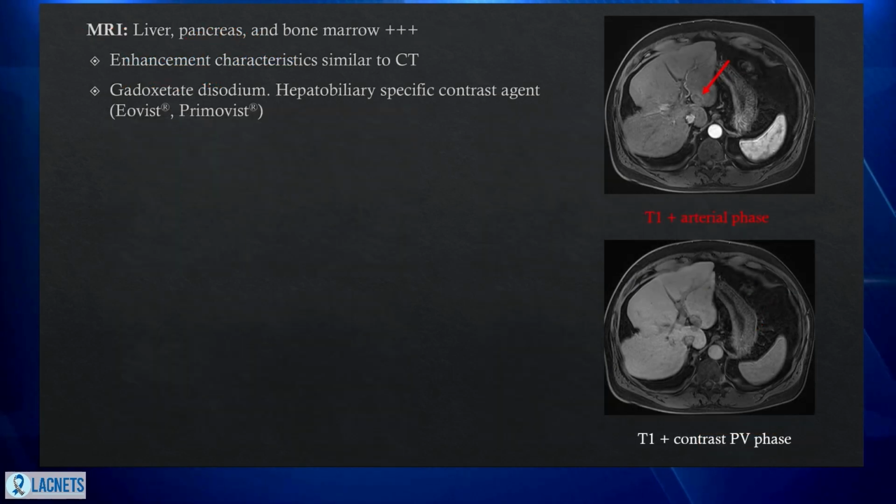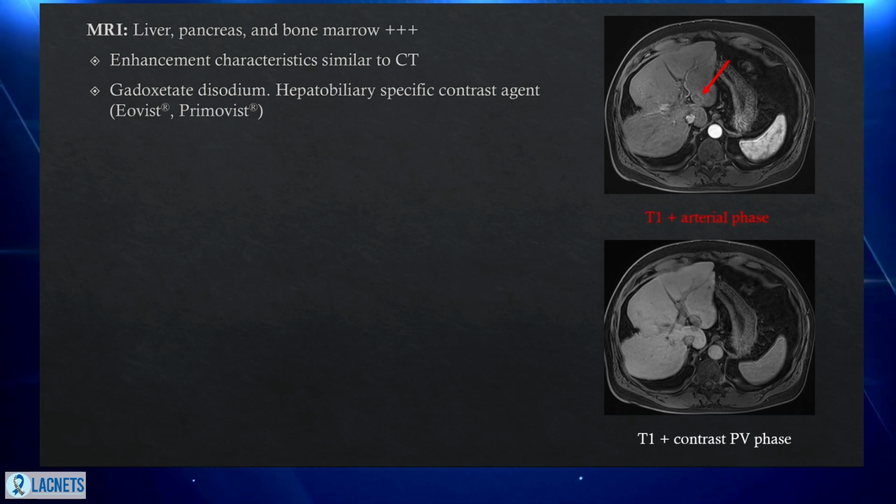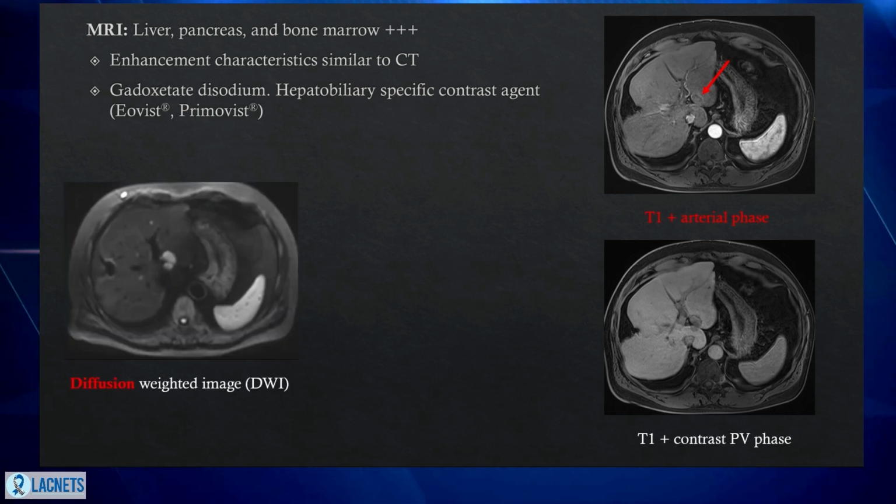Now, MRI is a really good modality to evaluate certain organs. For certain indications, MRI might be superior to CT, and that's mostly for liver, pancreas, and bone marrow. For liver and pancreas, the enhancement of neuroendocrine tumors is similar in characteristics to CT. Now, MRI gives us more sequences to work with that are good at characterizing soft tissues. And one of these sequences is diffusion weighted imaging. The DWI is going to highlight where the lesions are really well.